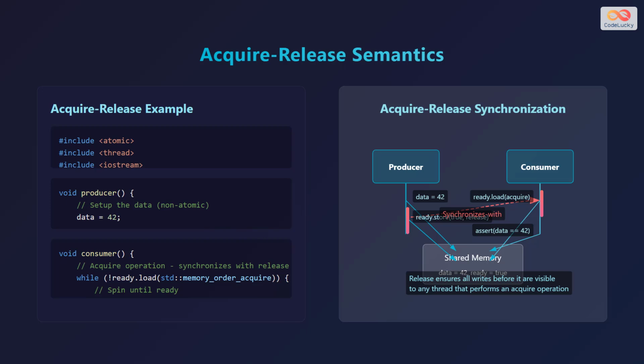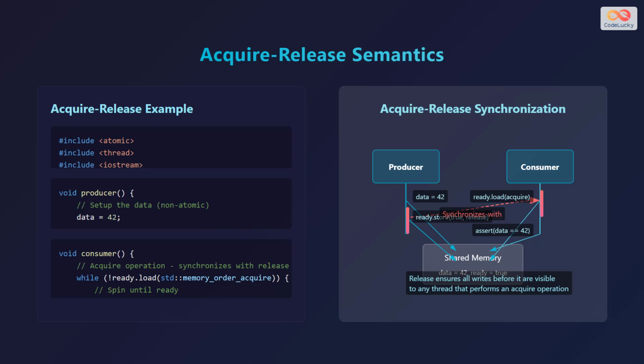Next, we will look at an example illustrating acquire-release semantics, starting with the code, and then the visualization. The code includes atomic, thread, and iostream libraries. We have an atomic Boolean variable named ready, initialized to false, and an integer variable named data, initialized to 0. The producer function sets up the data by assigning 42 to it. Then it performs a release operation by storing true into the ready variable with memory order release. This ensures that all writes before this point are visible to any thread that acquires it.